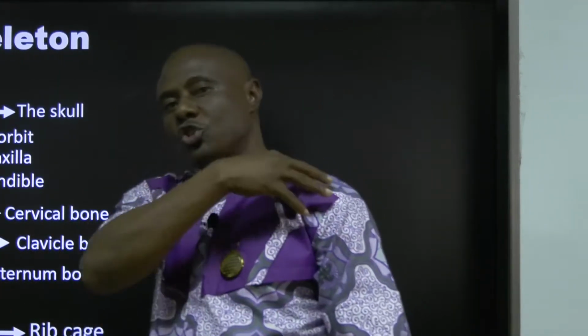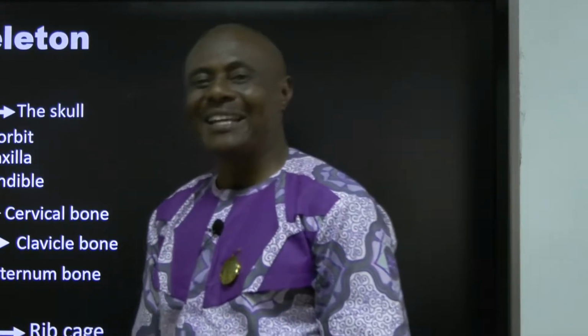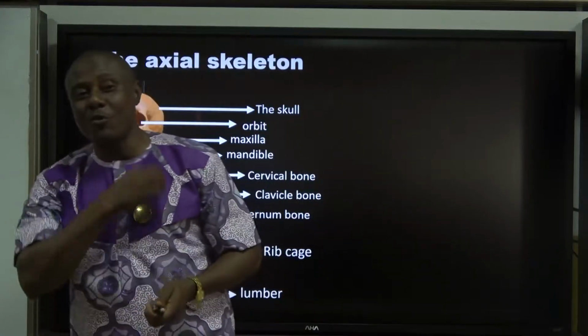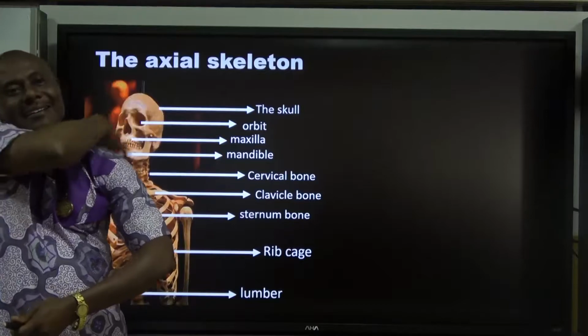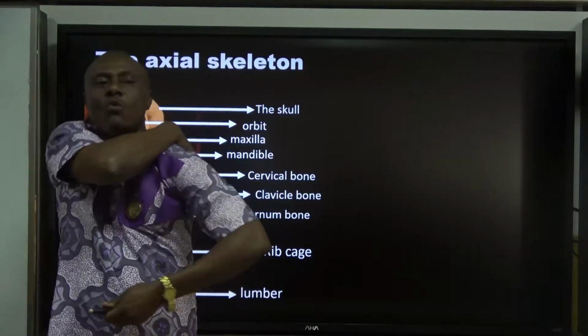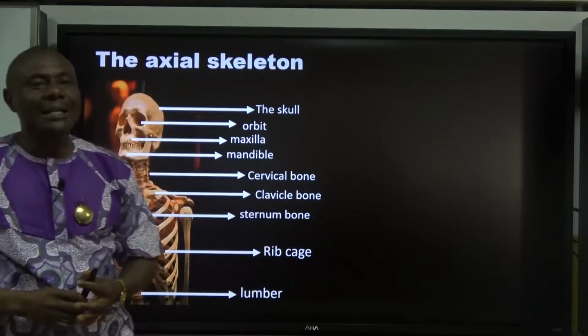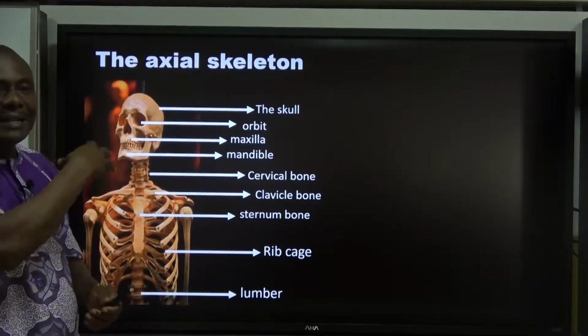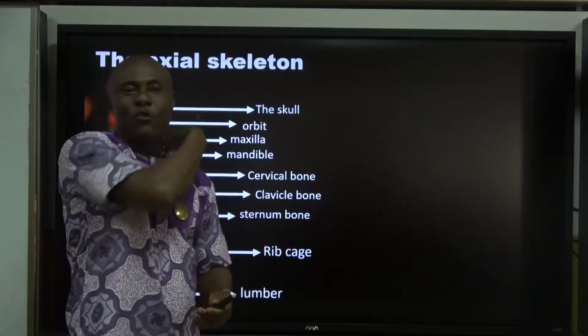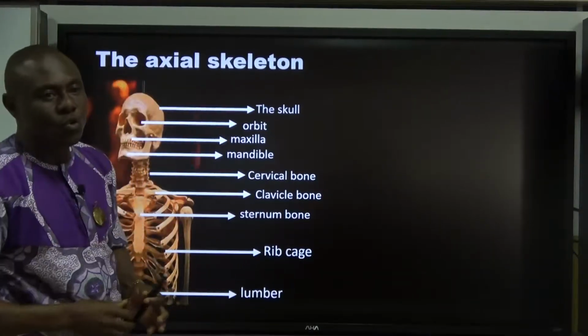Then when you come to the shoulder, you have the shoulder girdle, which is made up of 2 major bones. You have the clavicle, which is the collarbone, and you also have the scapula at the back. You can touch it there, a wide bone looking like a board. That is the scapula, the bone of the back. The scapula and the clavicle form the shoulder girdle, giving 2 bones there.